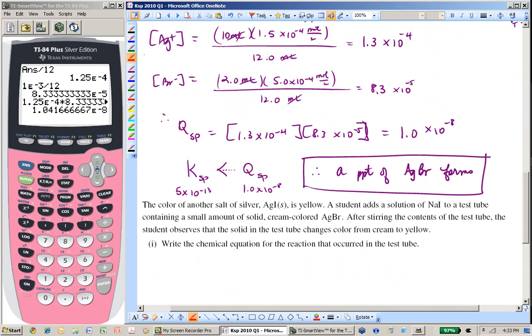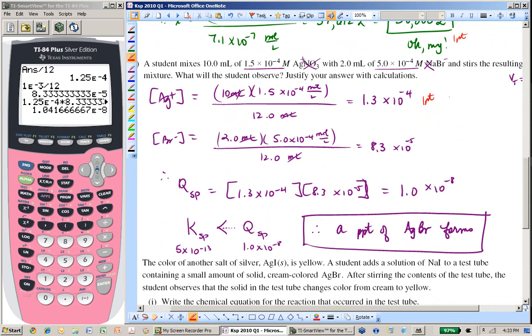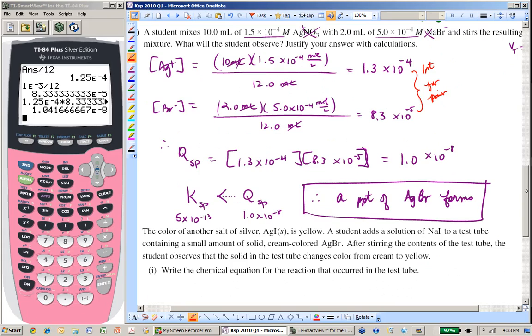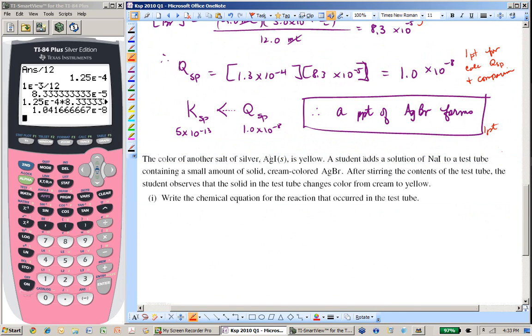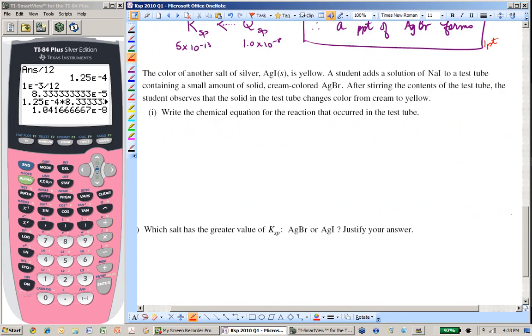Points, points, points. This is worth 3. A point for the pair of those, however you did it. You didn't have to sit and solve for them separately the way I did. That's just my technique. A point for calculating QSP and comparing it. You had to do both things. And then a point for drawing the right conclusion from the comparison that you made. So you could make a comparison, still get the point, but then lose it because you concluded incorrectly because you had your arrow backward or something. I see it happen a lot.